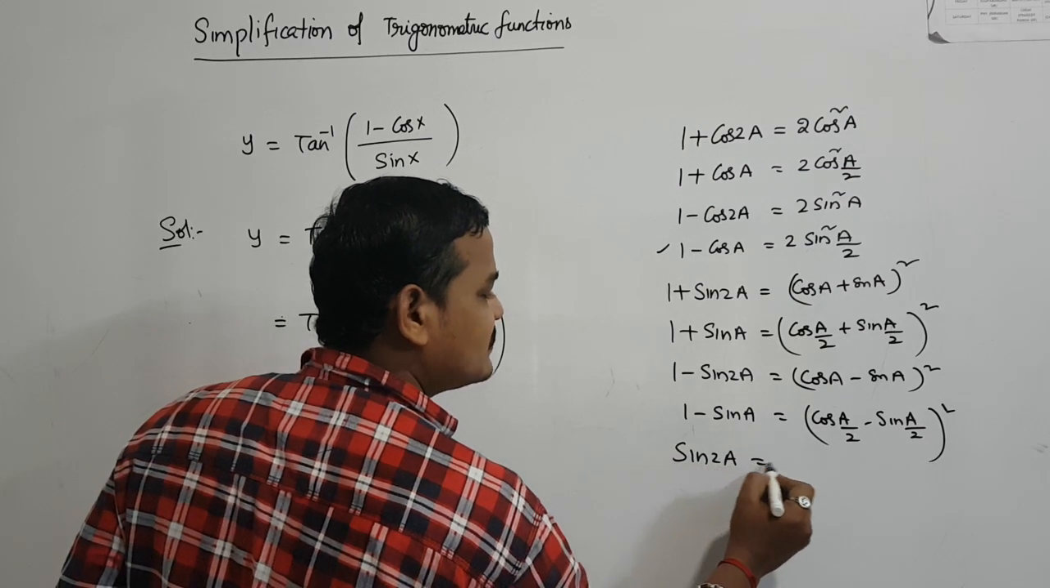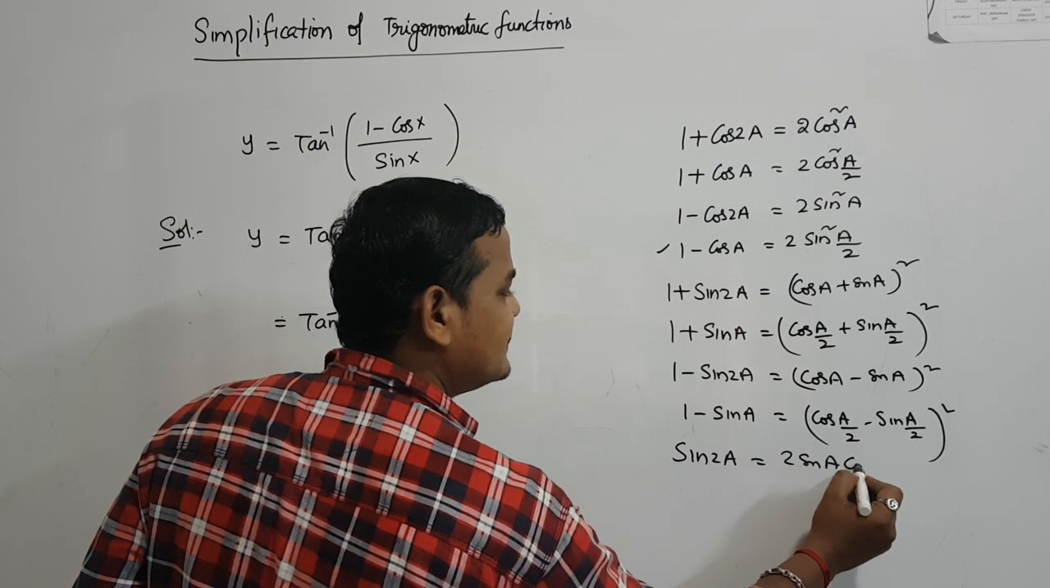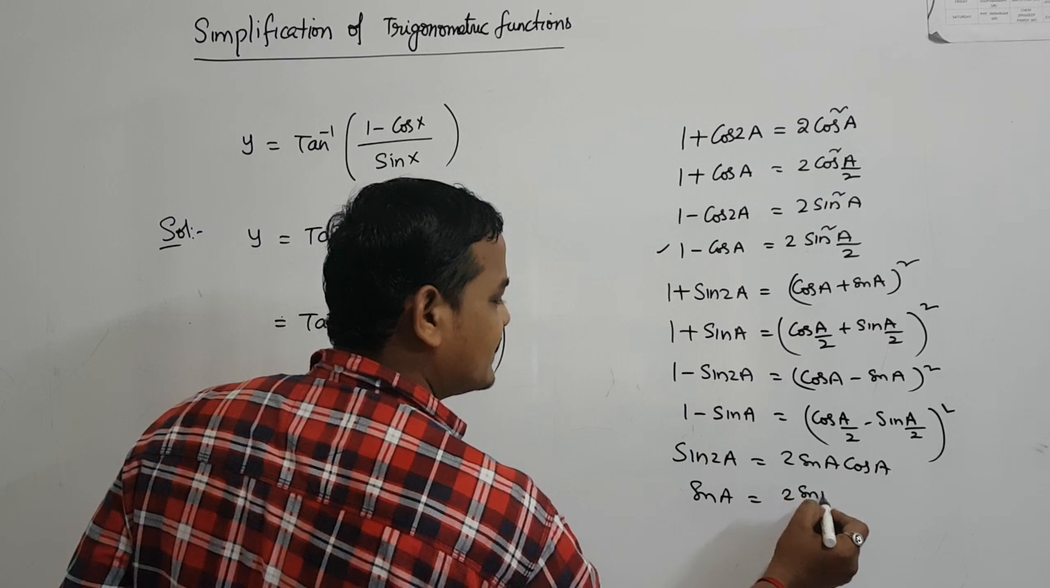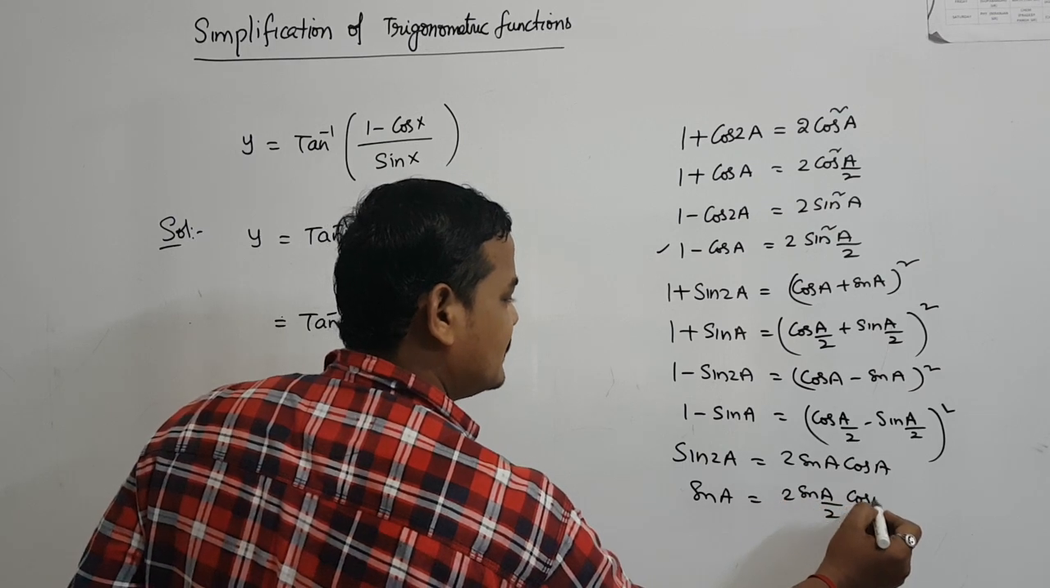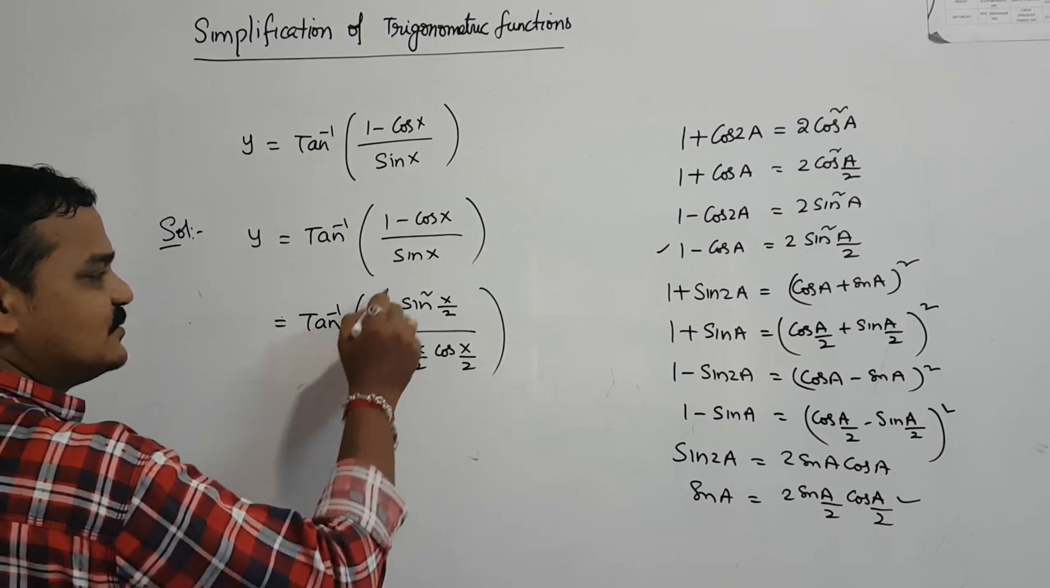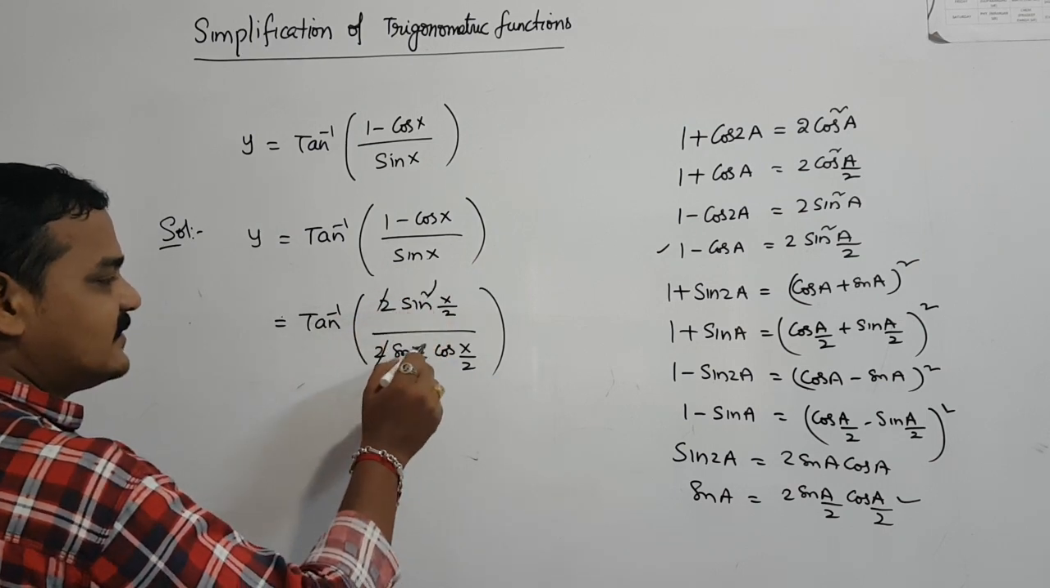Sin 2A is equal to 2 sin A cos A. Similarly, sin A can be written in the half angle formula as 2 sin A by 2 cos A by 2. I applied this formula in the denominator. Now you just observe, this 2 cancels, and one square and one sin are cancelled.